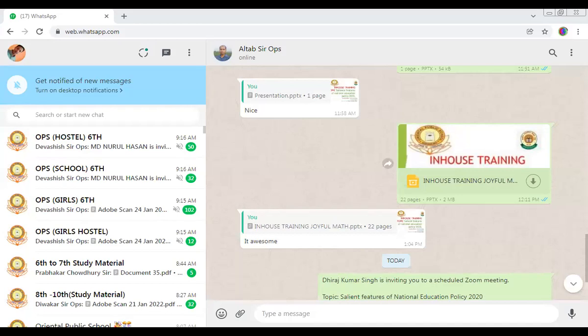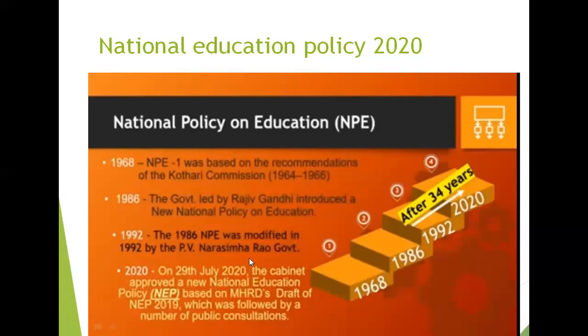Now the first National Education Policy came in 1968. It was based on the recommendation of the Kothari Commission, 1964-1966. And then the second NEP came in 1986. The government led by Rajiv Gandhi introduced a new national policy on education. And then in 1992, the 1986 NEP was modified by the PV Narasimha Rao government.